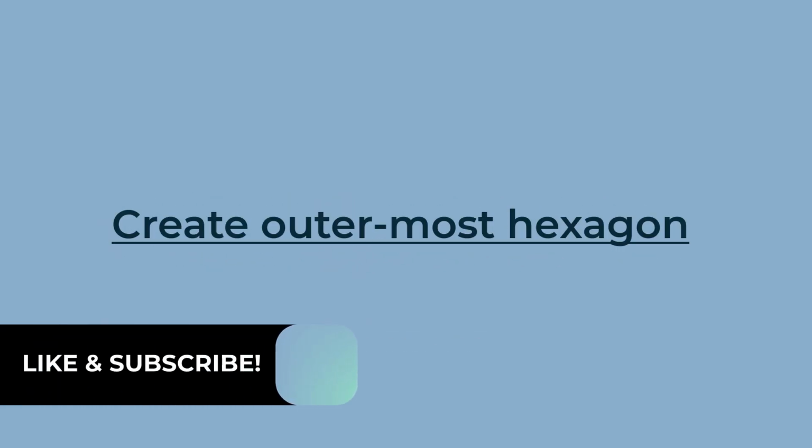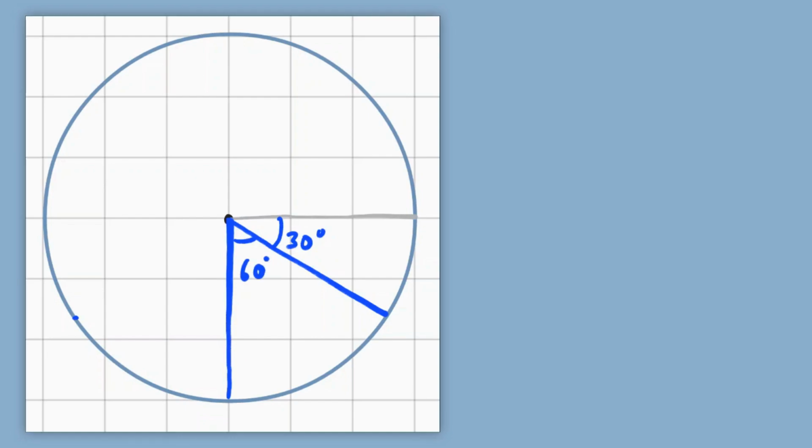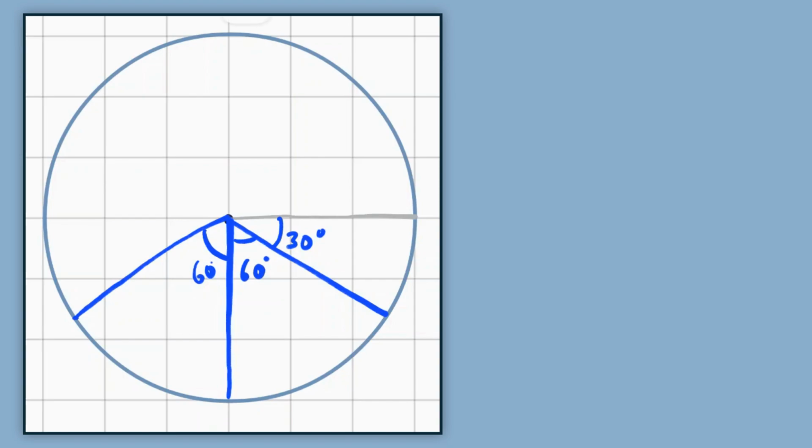So let's start by creating the outermost hexagon first. We should first know how a hexagon is created. One way of creating a hexagon is to create it from a circle. So draw a radius from center along x-axis. Take any point on circle. Say this point is 30 degrees to the bottom of the radius. The next point would be 60 degrees further from 30 degree line in the clockwise direction. Now repeat this further in the clockwise direction 4 times more.